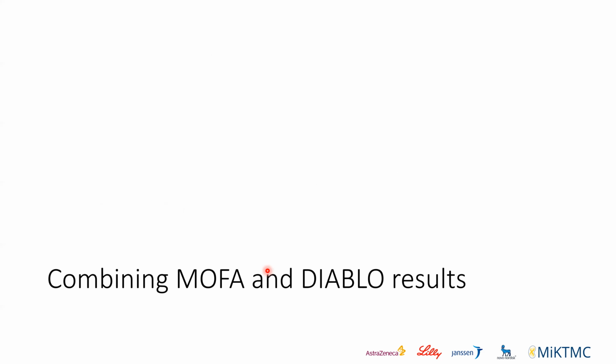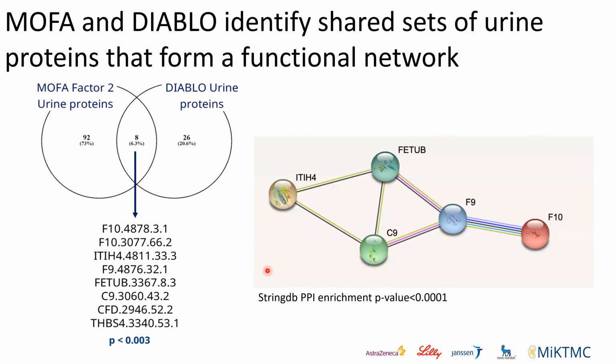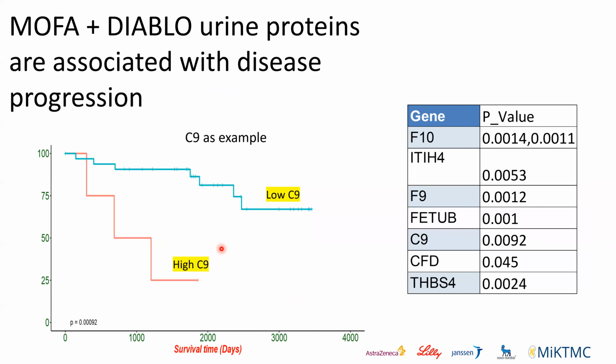Trying to combine the results from MOFA and DIABLO, in this Venn diagram you can see that at least 8 urine proteins are shared between MOFA and DIABLO, and they form functional networks, as you can see from this protein-protein interaction from the STRING database. Interestingly, these MOFA and DIABLO urine proteins are associated with disease progression, as you can see from the Kaplan-Meier curve, where we plot C9 as an example.